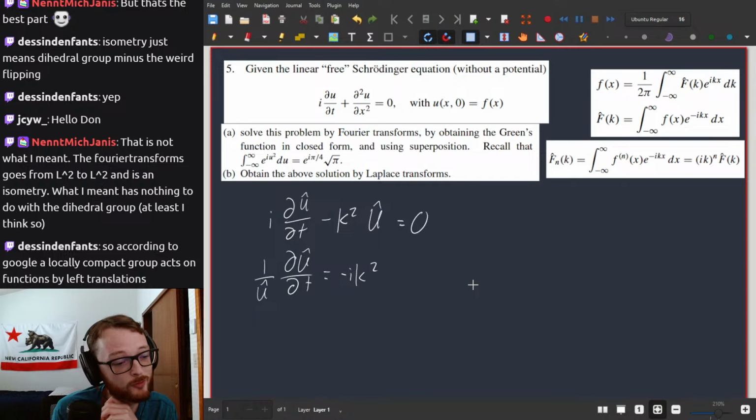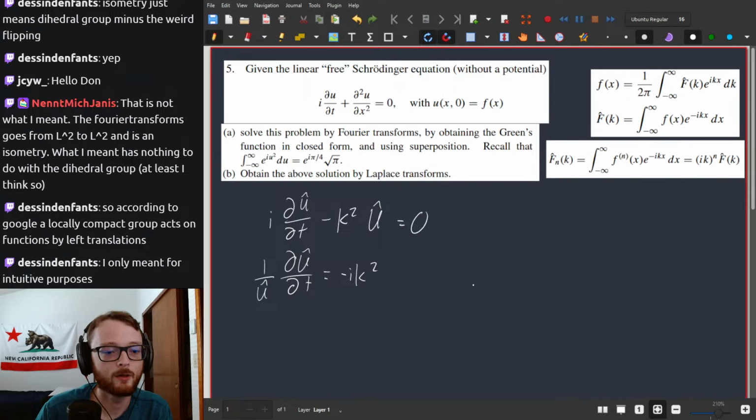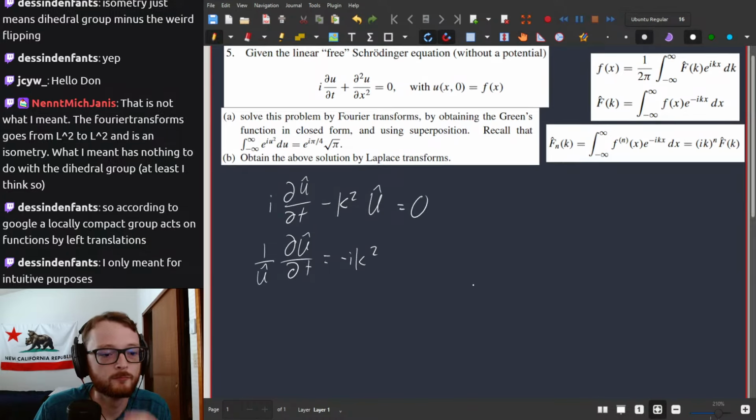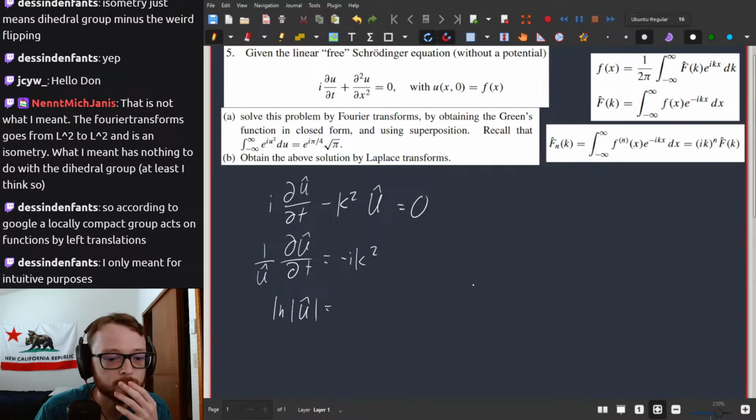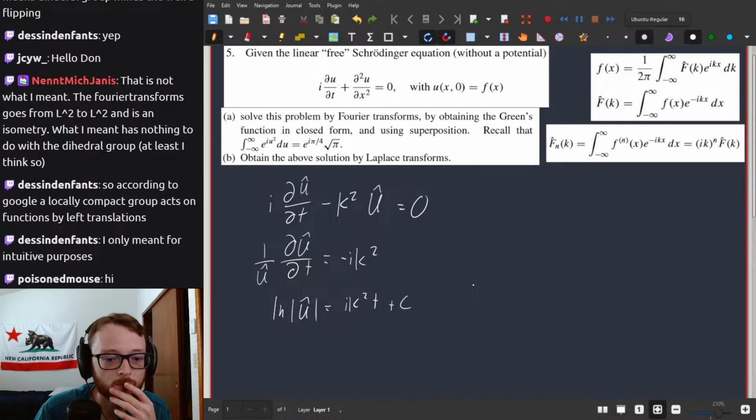Some functions by left translation? Yeah, I have no clue. Hey, mouse. Some constant with respect to t, so it could be a function of k.